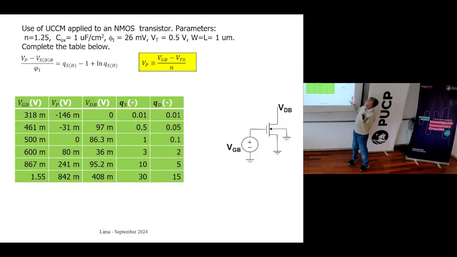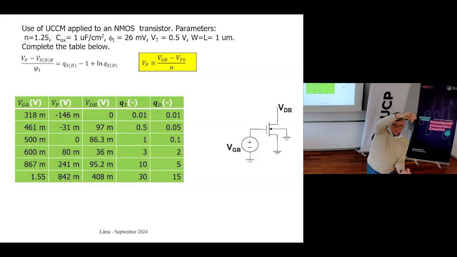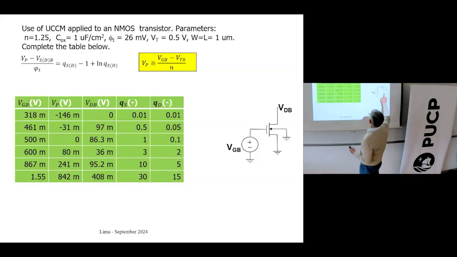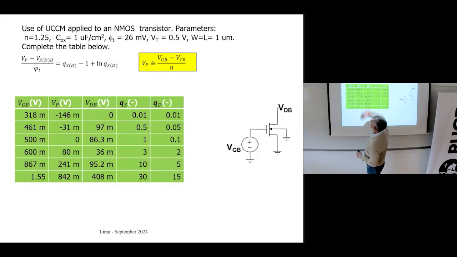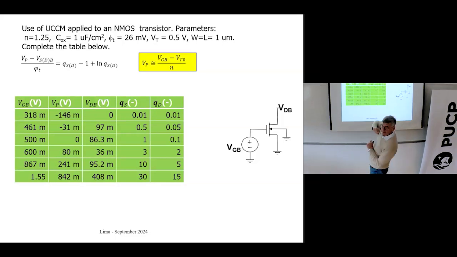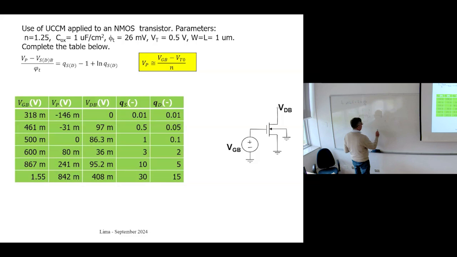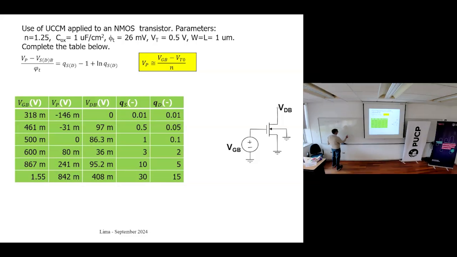I'm not calculating the current, but I'm just anticipating that there is no current, because this is like a resistance, the same voltage at source and drain. The current is equal to 0. So in this case, VSB equals 0, so VDB is also equal to 0. Then I use that expression to calculate the VP. So in this case, VP equals QS or D minus 1 plus natural log of QS. Just plug the values of QS here and here. And I found that VP equals minus 146. What's the meaning of this?